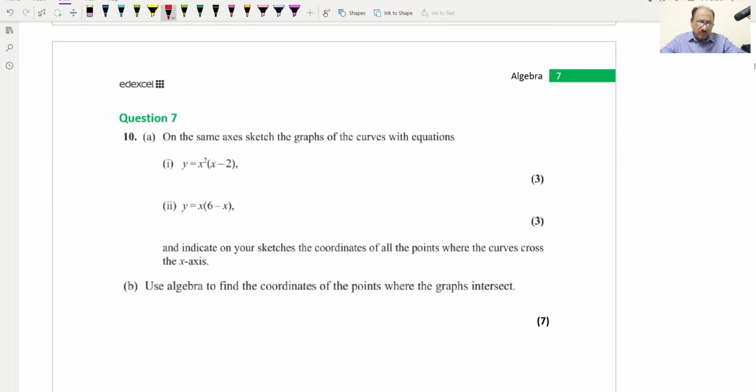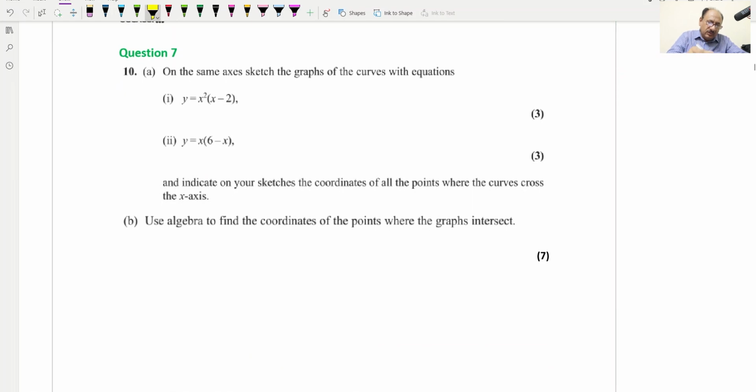So next is question number 7 and question number 10 of the paper. On the same axis, sketch the graph of curves with equation. This is also graph sketching, so I will be tackling this one separately in graph sketching. And b part is use algebra to find the coordinates of the points where the graphs intersect, and basically by using algebra we need to find the points of intersection.